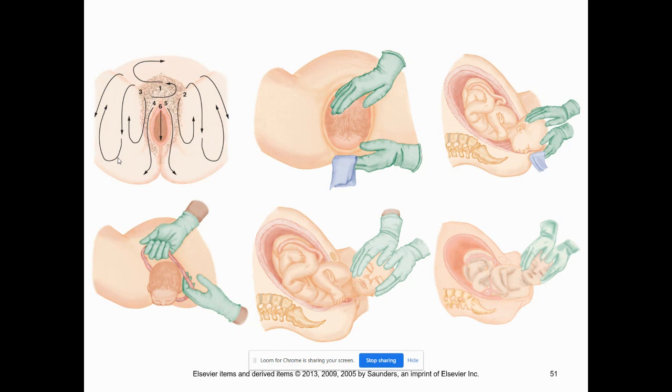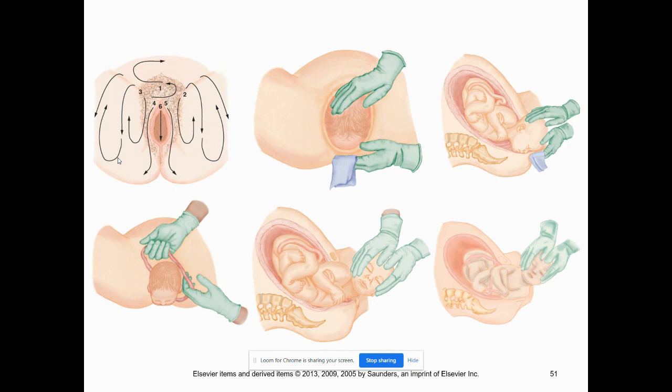And then as soon as the nose and mouth are cleared, they're suctioned before the baby is fully born. So it's done at that point. In the lower left-hand picture, the provider is feeling for a cord, and if it is wrapped around the neck, then it is loosened and taken off from around the neck.